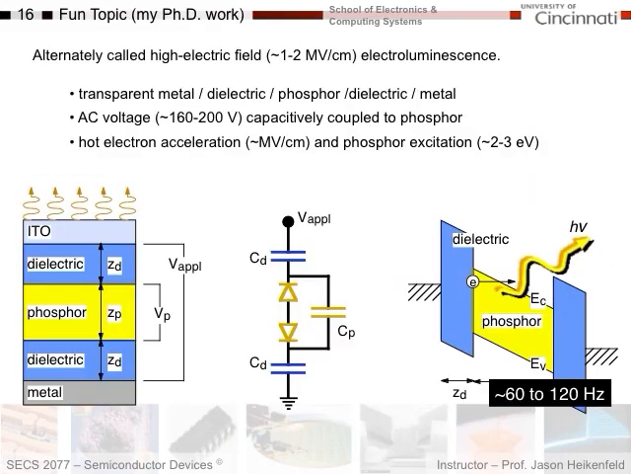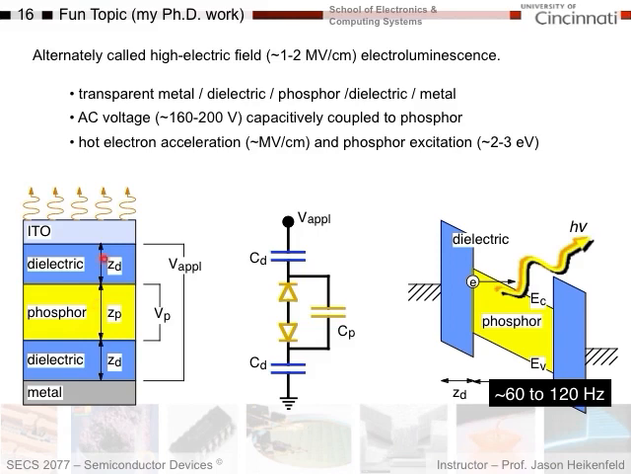One last fun topic was related to my PhD work. You can apply Zener breakdown in a way that you can use to make displays. And so in my PhD work, and you won't be quizzed on this, we basically built a structure. We had a light-emitting phosphor, which is a semiconductor that emits light when it breaks down.